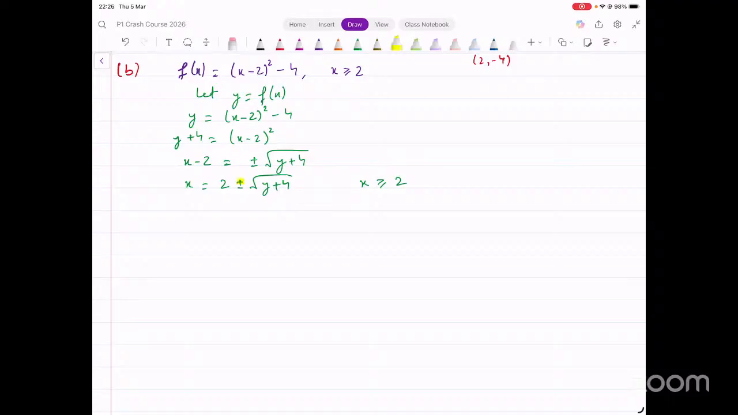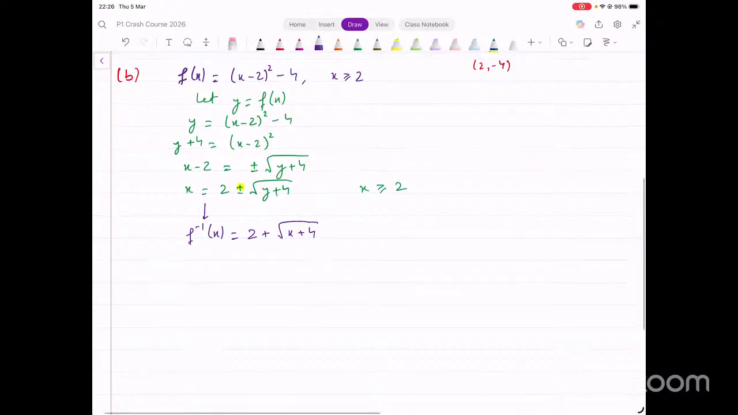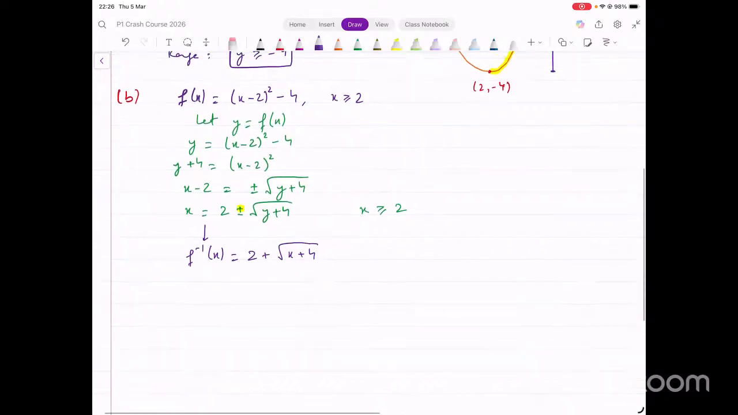So we use plus sign here. We use plus sign here. And the final result, therefore, is going to be f inverse of x equals 2 plus square root of x plus 4. And that's our final result. Okay, that's part B of this.